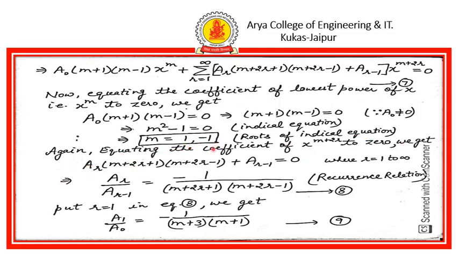As in the first case, again equating the coefficient of x to the power m plus 2r to 0, we get ar (m plus 2r plus 1)(m plus 2r minus 1) plus ar minus 1 equals 0, where r equals 1 to infinity. Now we find the value of ar upon ar minus 1, which is known as the recurrence relation, given by equation number 8. Put r equals 1 in equation 8, we get the value of a1 by a0, given by equation number 9.